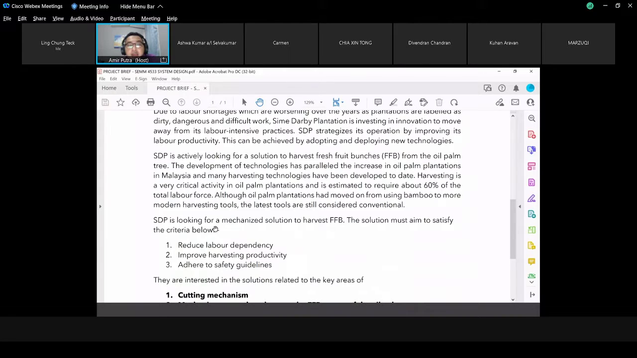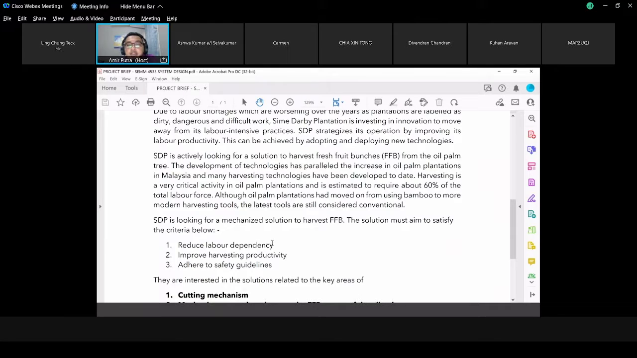SDP is looking for a mechanized solution to harvest fresh fruit bunches. The solution must aim to satisfy this criteria. This will be some parameter in your PDS. Okay, product design specification.